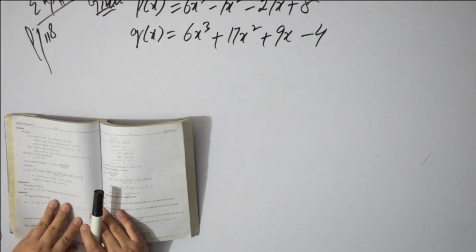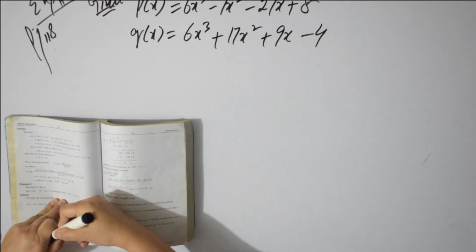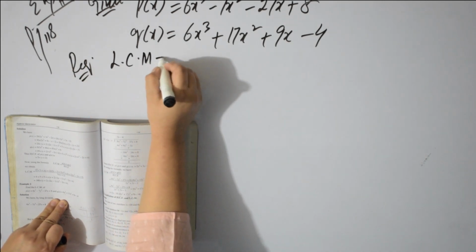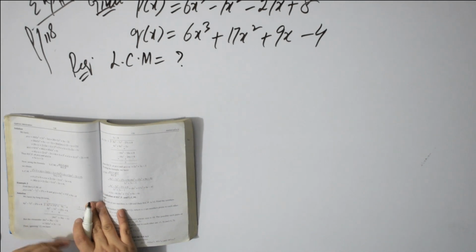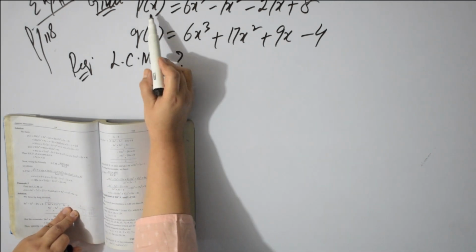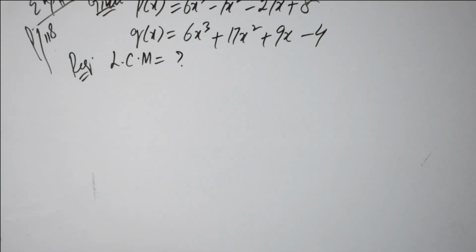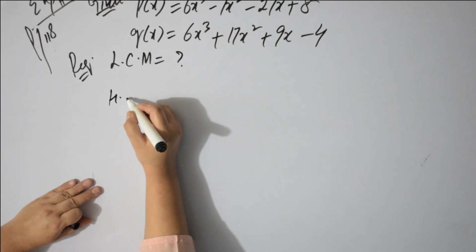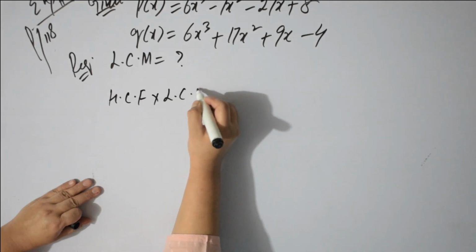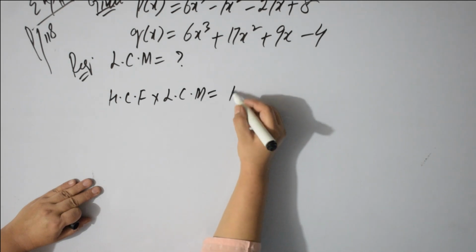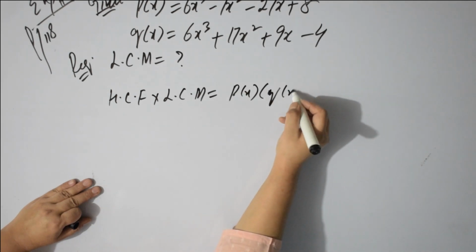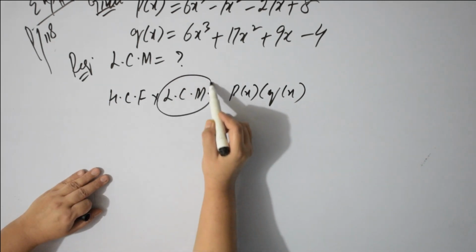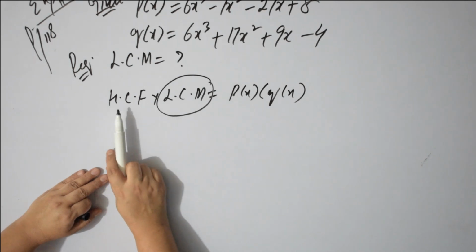So example number 2 is: find LCM. This is required. What is required? LCM is required. And they have given you p of x and q of x. Now look, if I use this relationship, what is the relationship? HCF and LCM, their product is equal to the product of p of x and q of x.